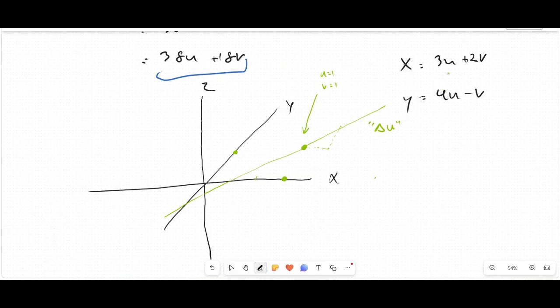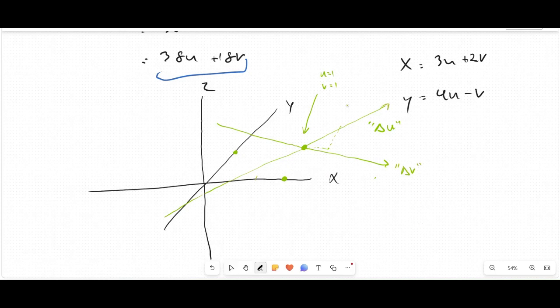Now, if instead you fixed u and only varied v, x would go up at a rate of 2 and y would go down at a rate of 1. So this is over 2, down 1, over 2, down 1, over 2, down 1. And this corresponds to a line in this direction. That line there you can think of as changing v.